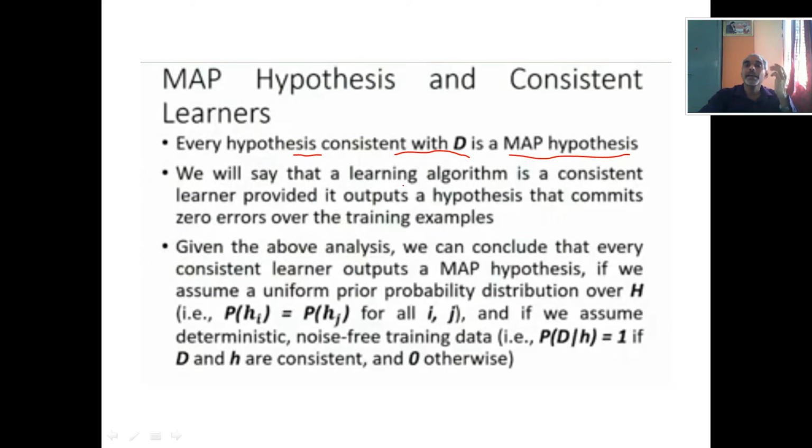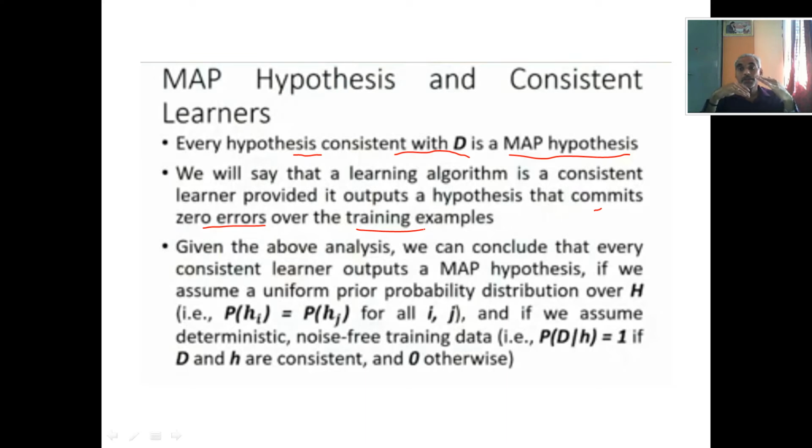Now we will say that any learning algorithm is a consistent learner, provided it outputs a hypothesis that commits 0 errors over the training examples. That is what is ultimately required for us, right? Whenever a learning algorithm gives an output, and you look into the errors, you know that an error is there. Say you wanted the target value to be 50 and you predicted 48. So there is some error in between. Now you have to reduce that error, right?